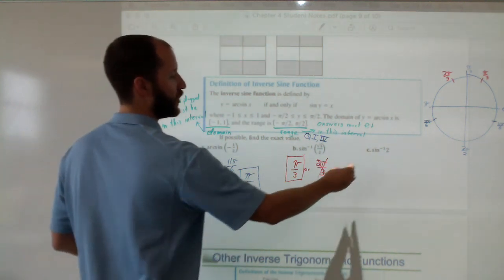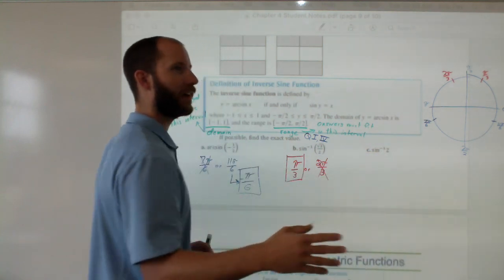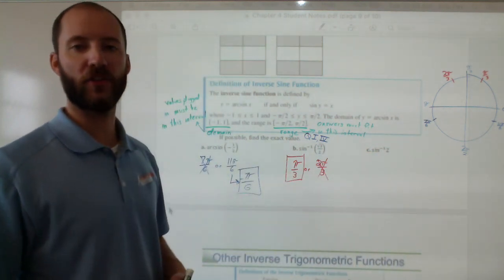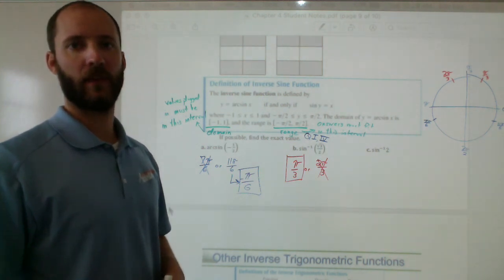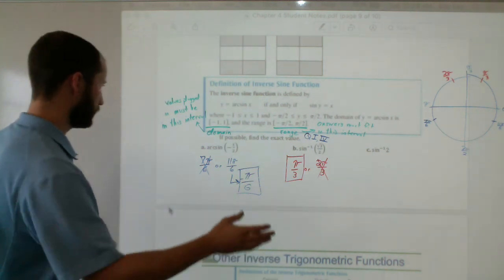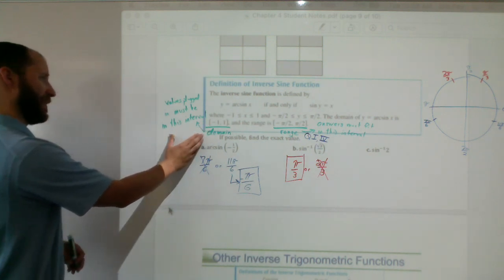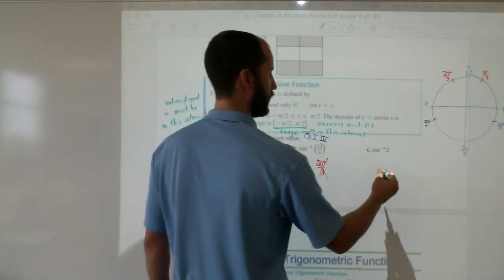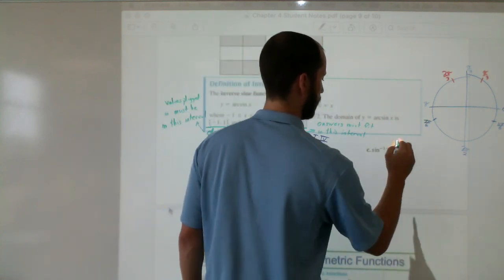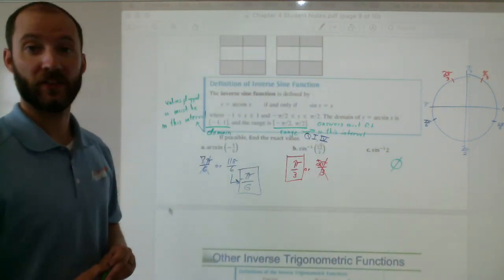Inverse sine of 2. Now, where on the unit circle do you see a y value of 2? If you think about it for a minute, you don't. Also, for our domain, you can only plug in values between -1 and 1. So that value does not exist.